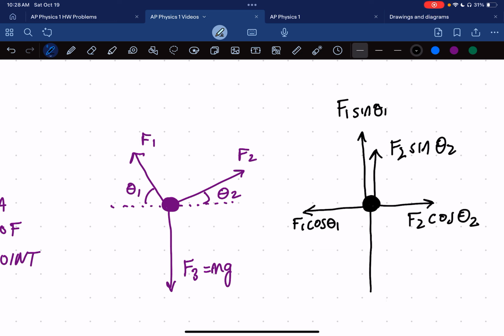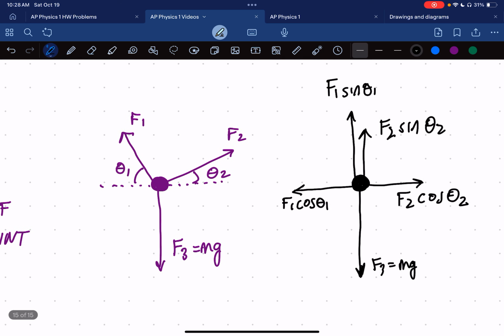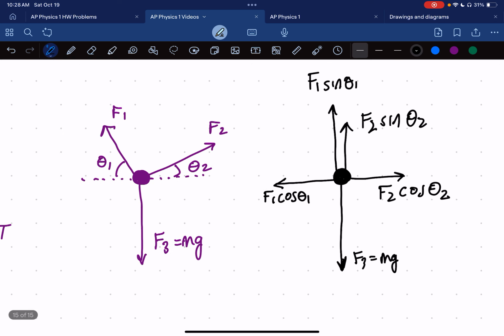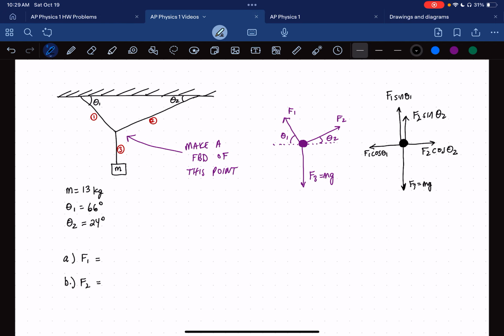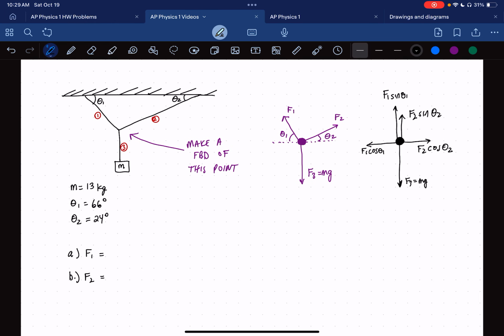And let's not forget mg. F3, which is equal to mg. And it's with this diagram over here that we can start to set up our equations. And I'm going to write them over here because I have space. Let's do the horizontal because it's just easier. We can see that F1 cosine theta is equal to F2 cosine theta. They have to be equal, otherwise there would be an acceleration.